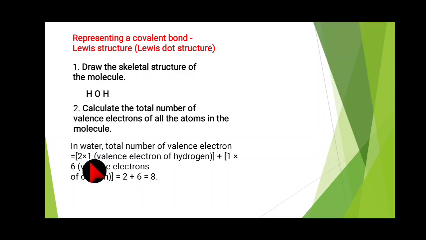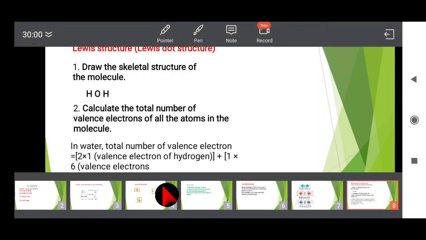2 into 1. So the valence electron of hydrogen, each hydrogen has one electron, so 2. So 2 into 1, where 1 means the valence electron and 2 means the number of hydrogens, right? Plus 1 into 6, where 1 means oxygen and 6 means the valence electrons of oxygen. So totally 2 plus 6, 8, right? The total number of valence electrons in water is 8. Valence electrons alone we have to calculate.